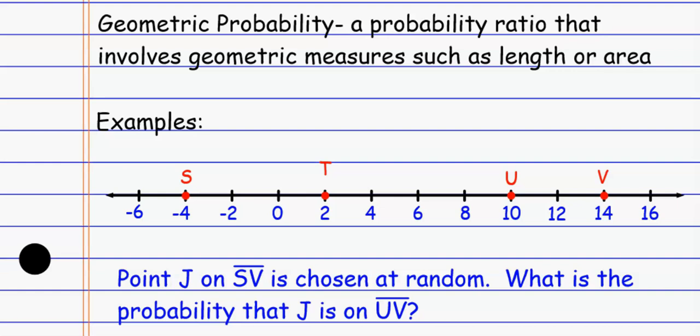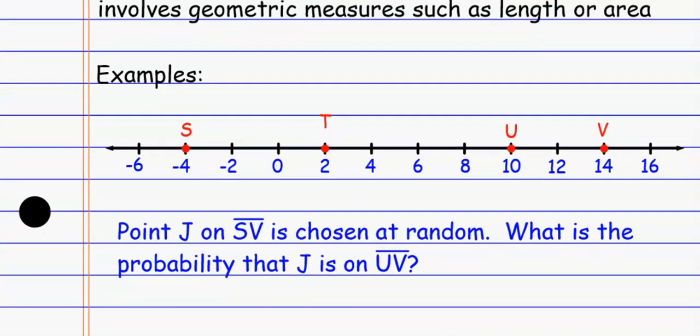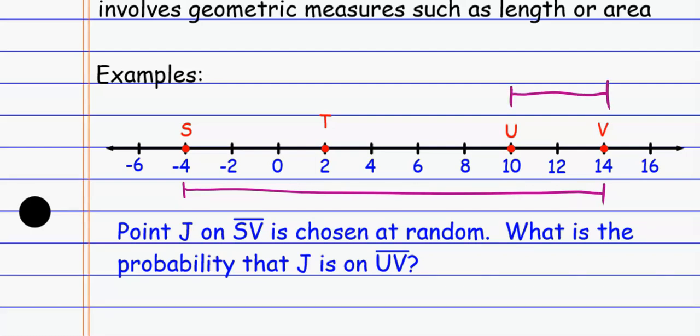So we're choosing a point at random on SV, and we want to know if it's also on UV. And so here's the situation. I'm choosing any point somewhere along here, on SV, and we want to know what's the probability that it's on this section from U to V.